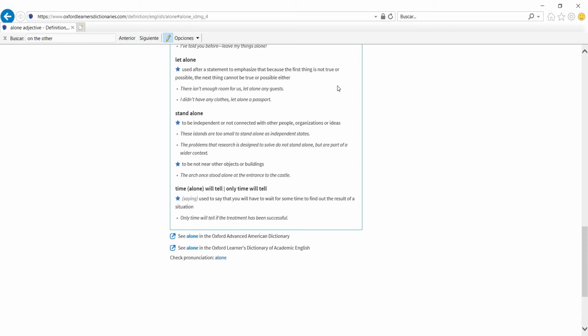That is to say, well, this is used to restrict the idea, right? And you emphasize so that this is not true. "There isn't enough room for us, let alone any guests," right? So without even considering something as important as or as large as: "I didn't have any clothes, let alone a passport," right? So imagine you wanted to go abroad in this case, right? All right.